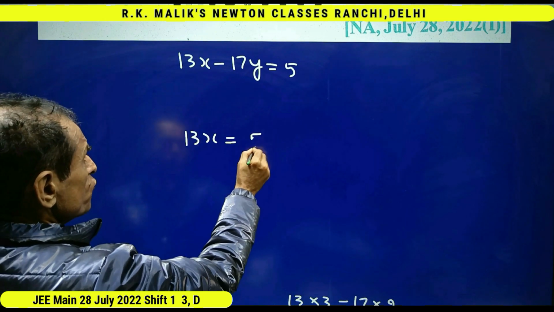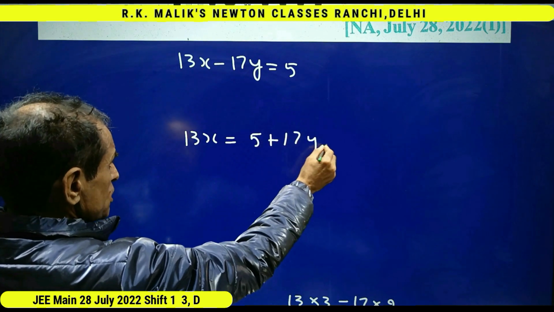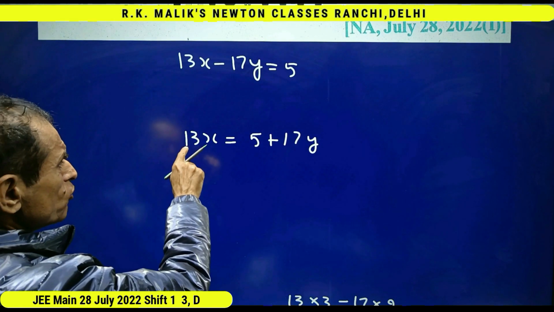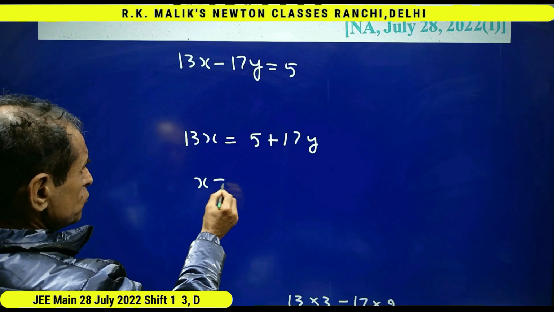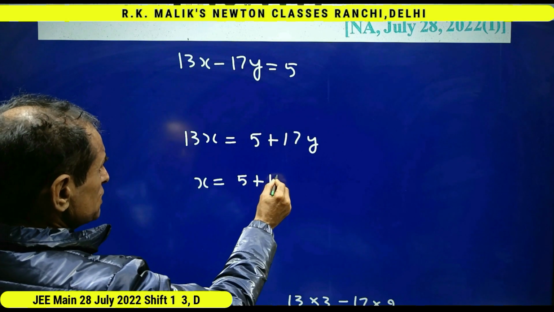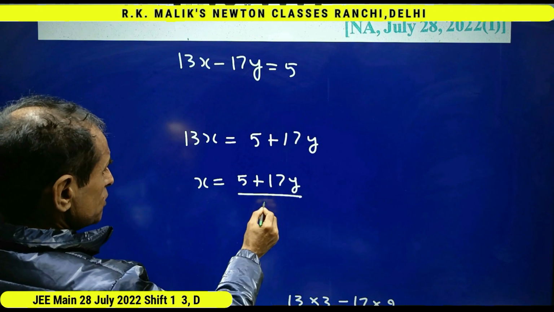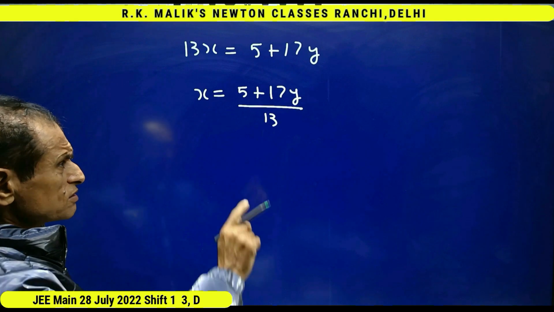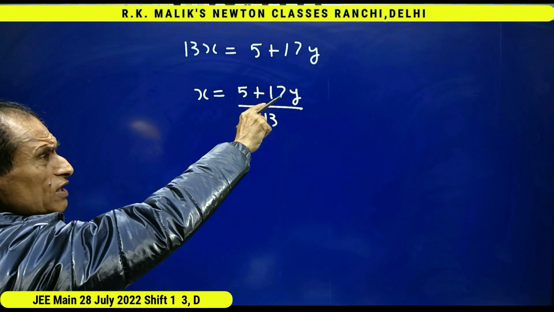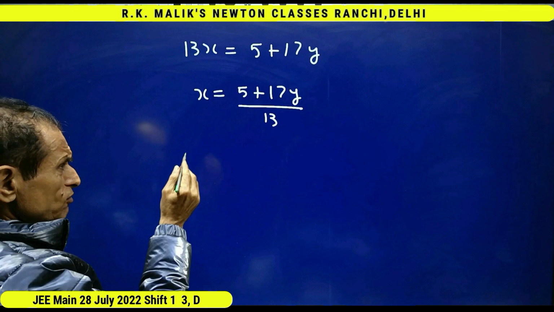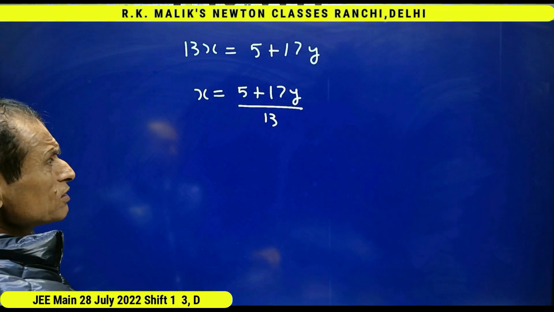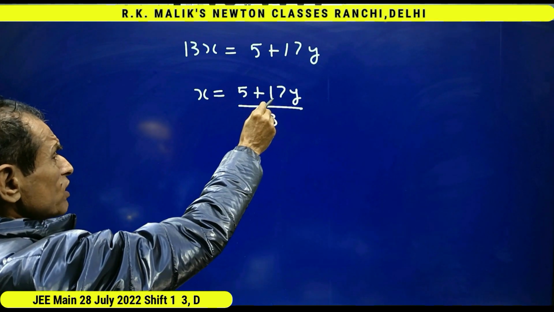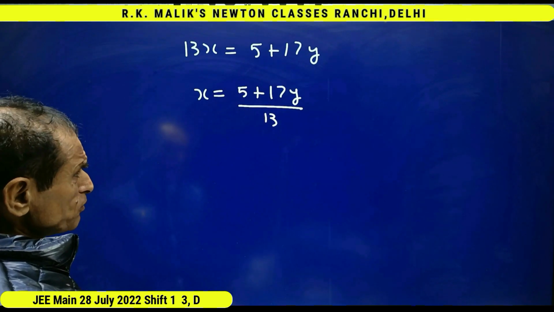13x equal to 5 plus 17y. After that, divide by the coefficient of x. x equal to (5 plus 17y) by 13. And afterwards, try to make the coefficient of y as small as possible. And further we'll be trying to make the constant term and coefficient of y as small as possible.